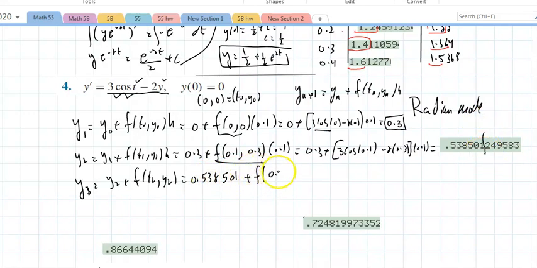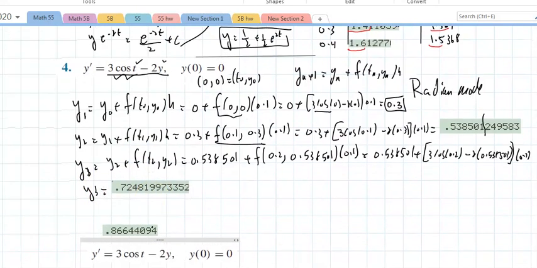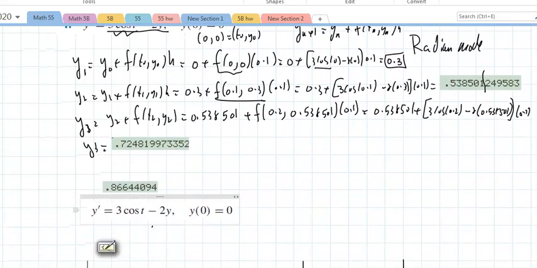If I go for y sub 3, that is y sub 2 plus f of t sub 2, y sub 2. Plus f of t is 0.2 now, and y is 0.538501, times 0.1. And this will be 0.538501 plus f of 2, that's 3 the cosine of 0.2 minus 2 times y, 0.538501, all multiplied by 0.1. Y sub 3 turns out to be 0.72418.